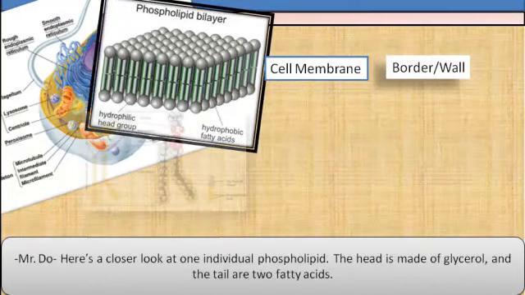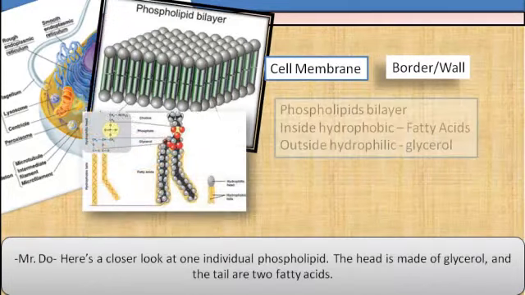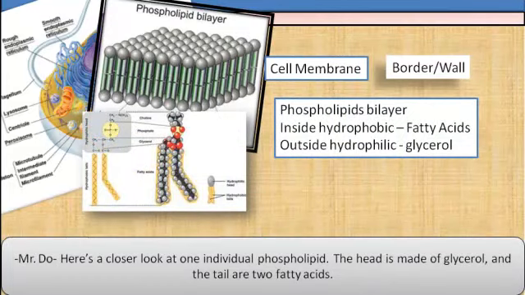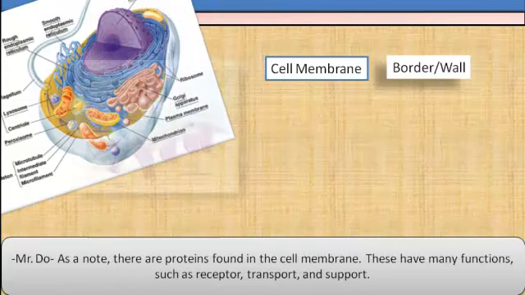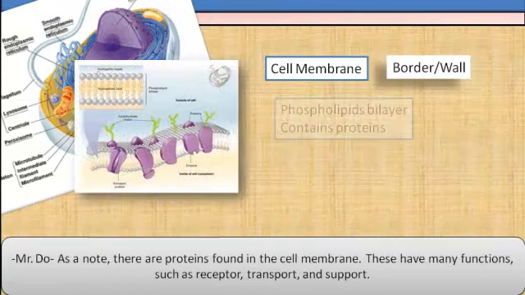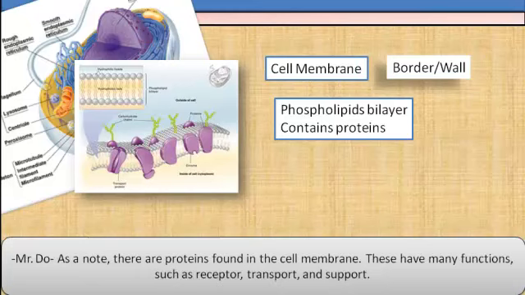Here's a closer look at one individual phospholipid. The head is made of glycerol and the tail is two fatty acids. As a note, there are proteins found in the cell membrane. These have many functions, such as receptor, transport, and support.